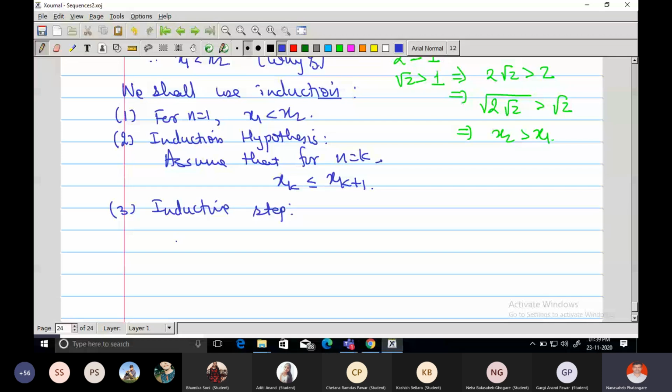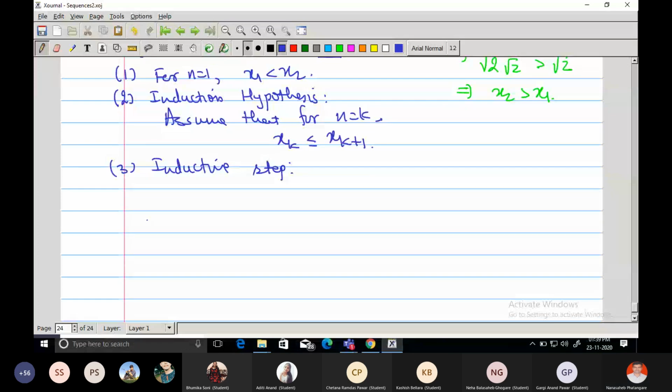So in the inductive step, what do we expect next? For k plus 1, we have to prove that statement. Right. So we expect that xk plus 1 is less than or equal to xk plus 2. This is our expectation. We have not proved it. Right. So this is the expectation.